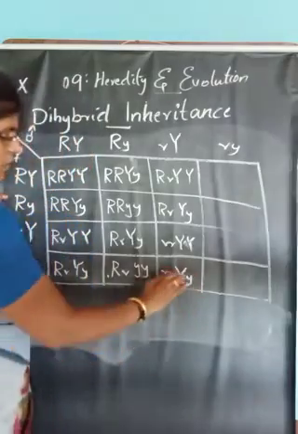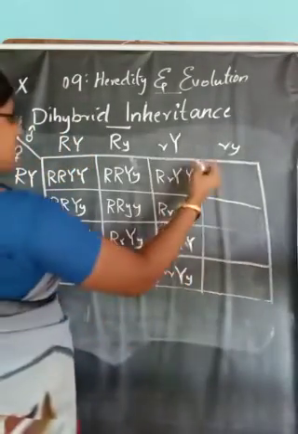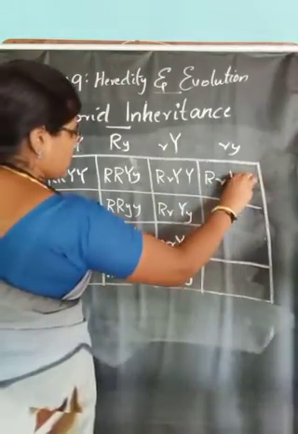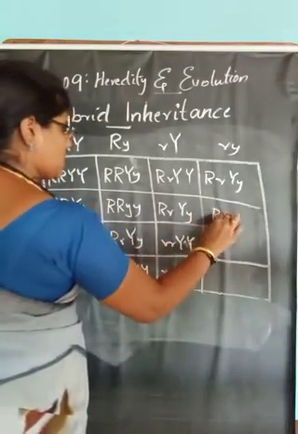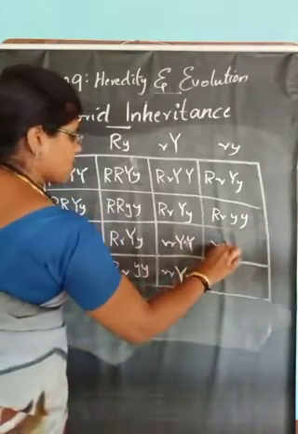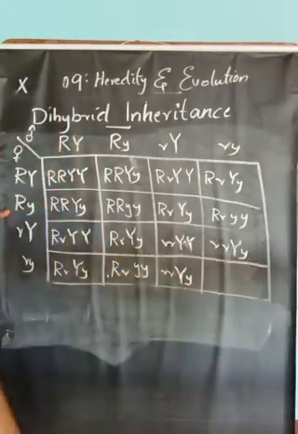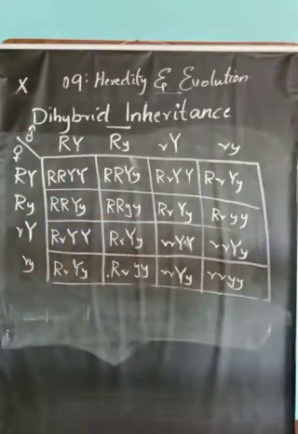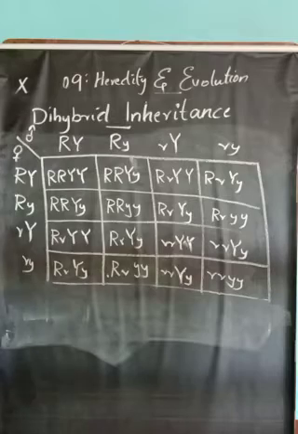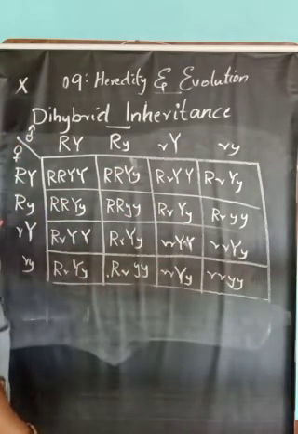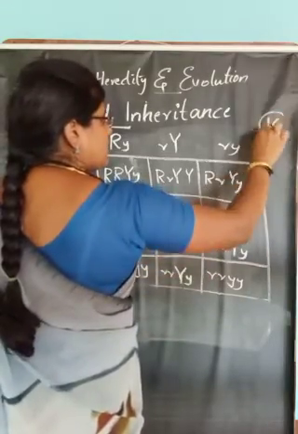Then next, capital R, small r, capital Y, small y; capital R, small r, small y, small y; small r, small r, capital Y, small y; small r, small r, small y, small y. So we get this many offspring, that is, we get 16 different offspring.